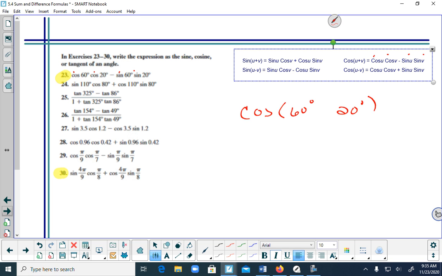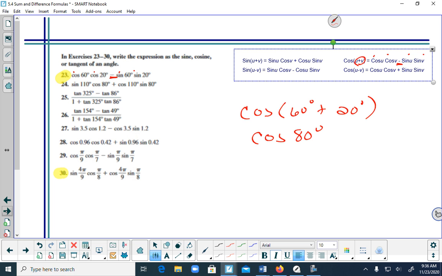That's my u and my v. I just have to decide whether I'm adding or subtracting. If I have this minus sign here, that means I really added those two angles. So I'm going to have plus. So this will end up being the cosine of 80 degrees. It's not asking me to find it. It's just asking me to write it as the expression of sine, cosine, or tangent, but we're not doing tangent.